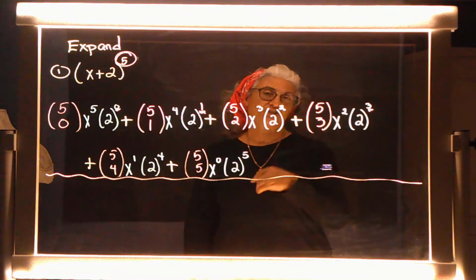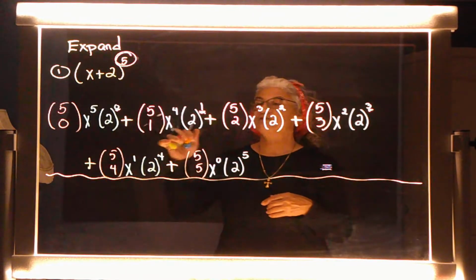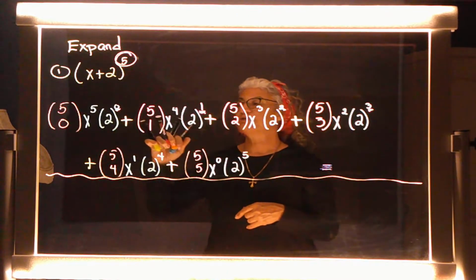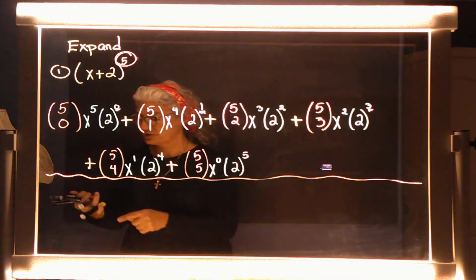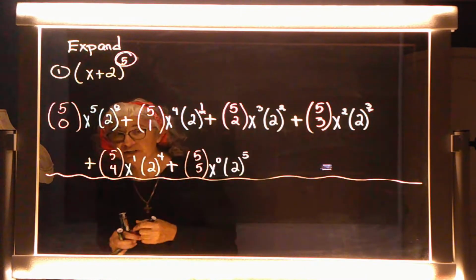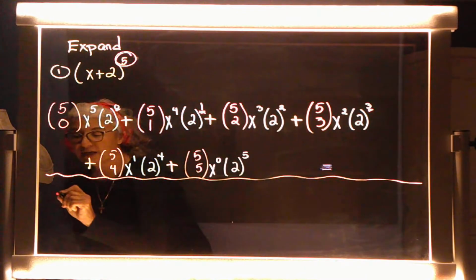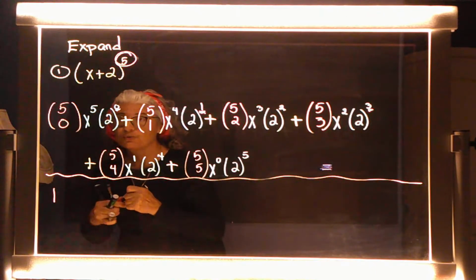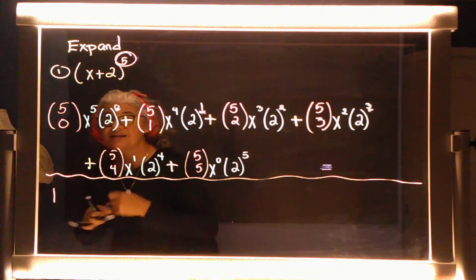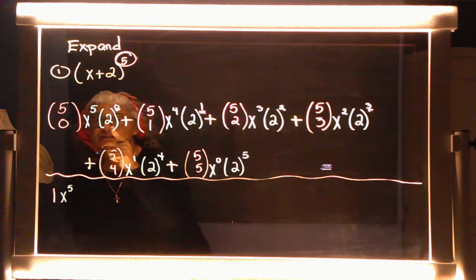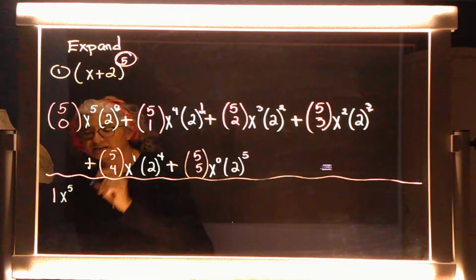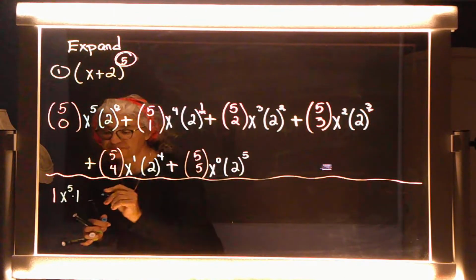Okay, so let's finish off this problem. We just figured out these coefficients: 5 choose 0, 5 choose 1, 5 choose 2, etc. Correct? Okay, so let's look down here. What did we get for 5 choose 0? We got 1. So we're going to do 1 times x to the 5th. 2 to the 0 is what? Just 1, right? Okay.